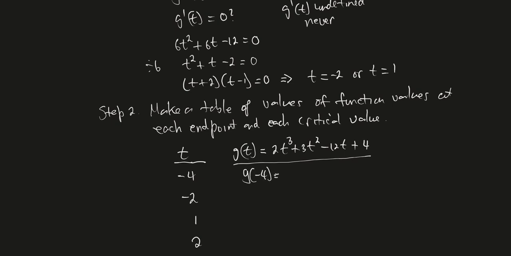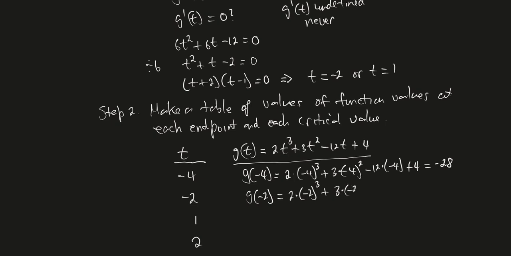So g of negative 4, 2 times negative 4 cubed plus 3 times negative 4 squared minus 12 times negative 4 plus 4. That turns out to be negative 28. Let's see now, what is g of negative 2? That's 2 times negative 2 cubed plus 3 times negative 2 squared minus 12 times negative 2 plus 4, and that gives us a positive 24.